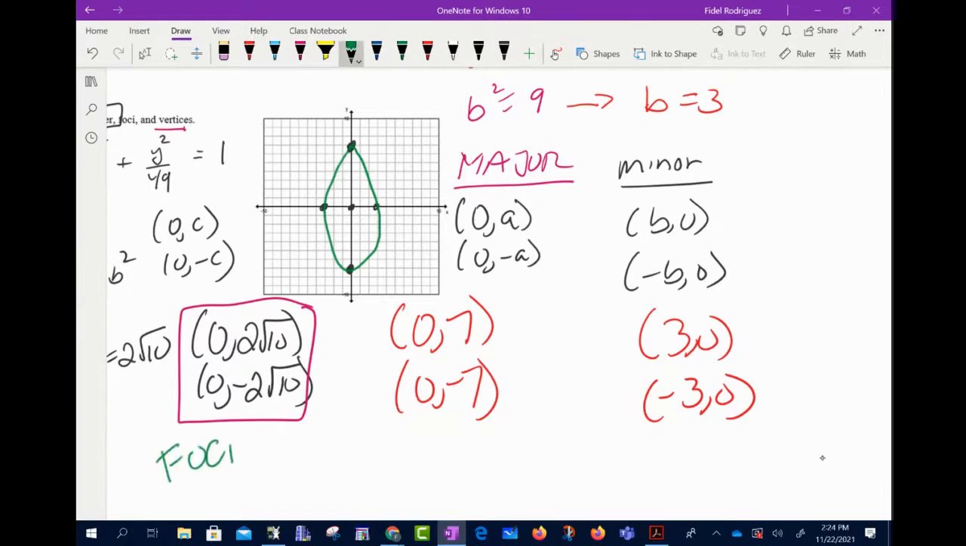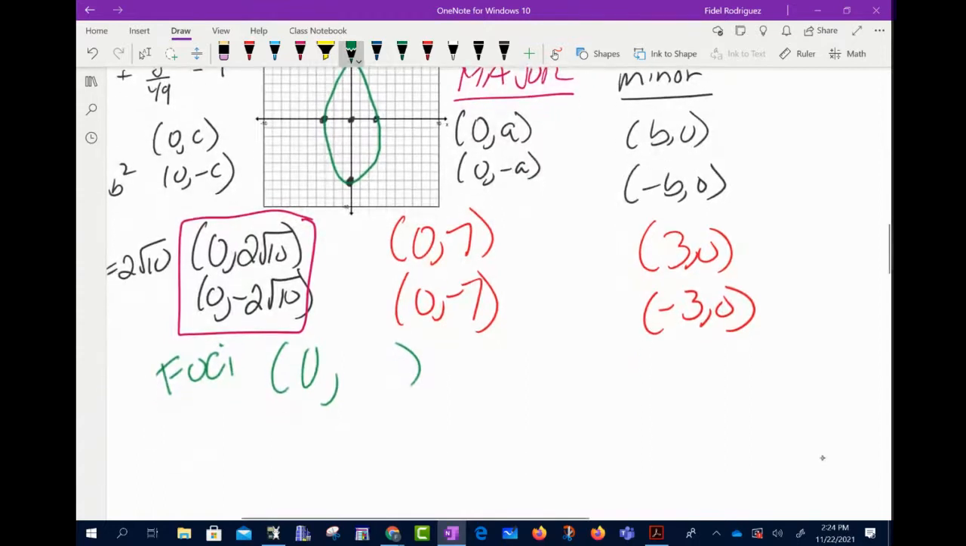All right, foci. So here is our foci. Would somebody do me a favor? If you got a calculator, what's 2 square root of 10? Decimal approximation, 2 square root of 10? Anybody? 6.32. Okay, so let's go 6.3, 6.3 with a negative.